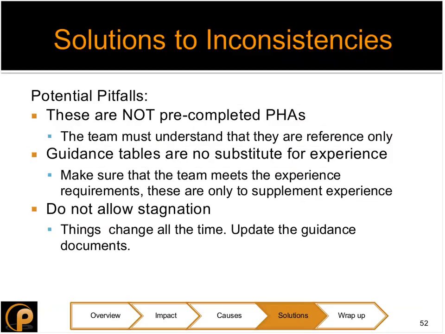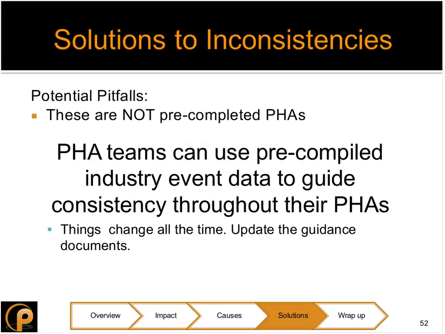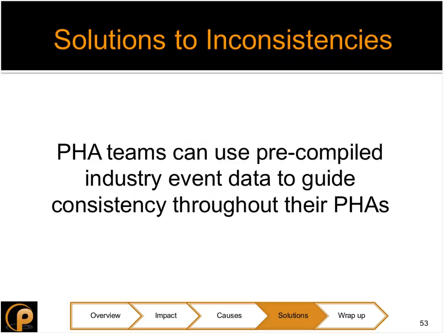Also need to be careful to ensure that you don't allow stagnation in these tables. Things change all the time: company risk tolerance, designs, industry events. Keep these things updated so people trust them within the PHA and they know they can depend on them to help out. Ultimately, what we want to give is we want to give the PHA teams precompiled industry event data to help guide consistency throughout their PHAs.